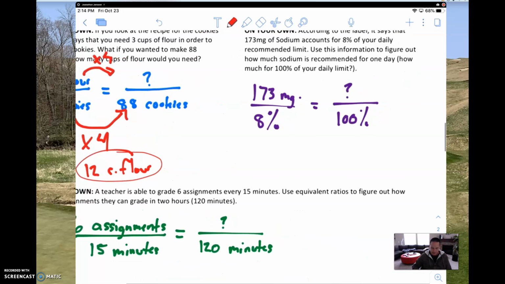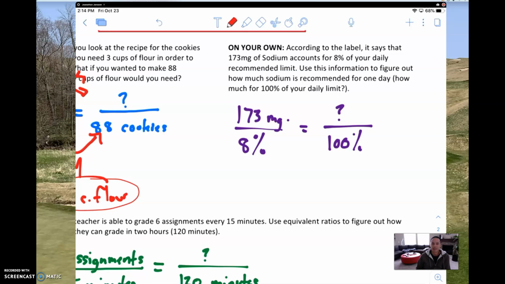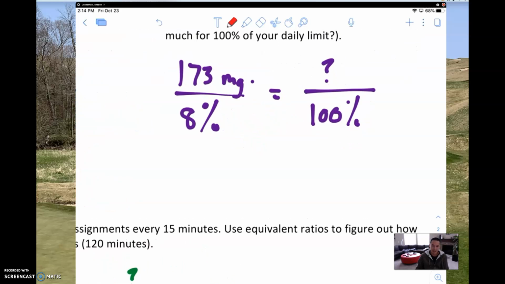Let's take a look at the next one. This one was a little tricky. According to the label, it says that 173 milligrams of sodium, that's what you get in one cookie, will be 8% of your daily recommended limit. We want to figure out how much to make 100% of your daily limit. What are you supposed to get in one day? So we know that one cookie has 173 milligrams of sodium, and that accounts for 8%. So to get from 8% to 100%, what is it multiplying by each time? And to do that, you can just take 100 divided by 8, and it's getting multiplied by 12.5.